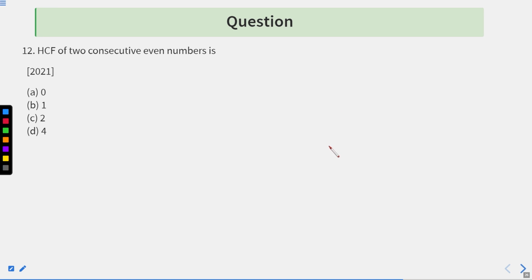This is question number 12. HCF of two consecutive even numbers is what? You know 2, 4, they are two consecutive even numbers. If we find HCF of 2, 4, that is basically equal to 2. Similarly, you can find HCF of two consecutive even numbers 6 and 8. That HCF of 6 and 8 is also equal to 2.